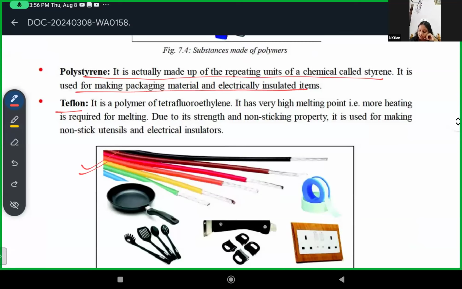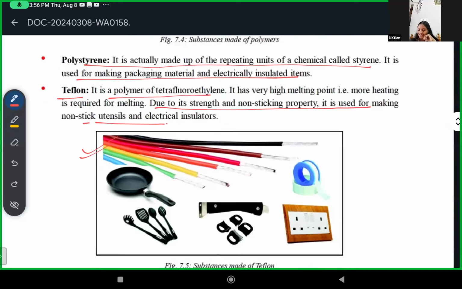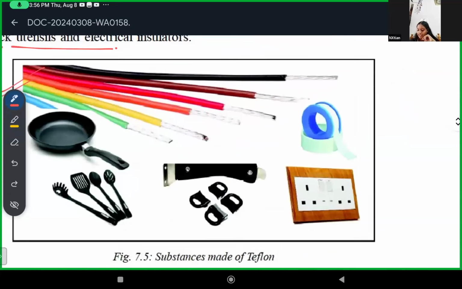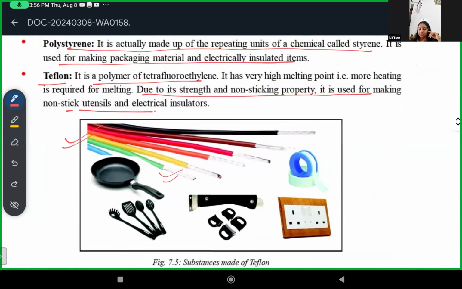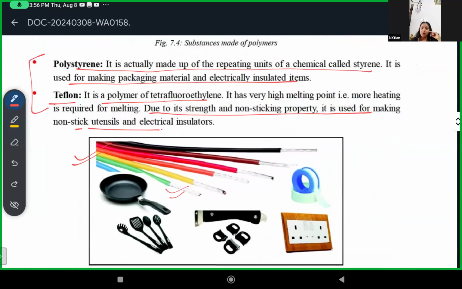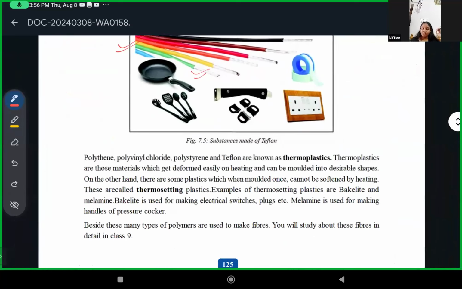It's a polymer of tetrafluoroethylene. It has a very high melting point, that is, more heating is required for melting. Due to its strength and non-stick property, it is used for making non-stick utensils and electric insulators. Electric gadgets, cable wires, etc. are made with these materials, the outer covering of it.